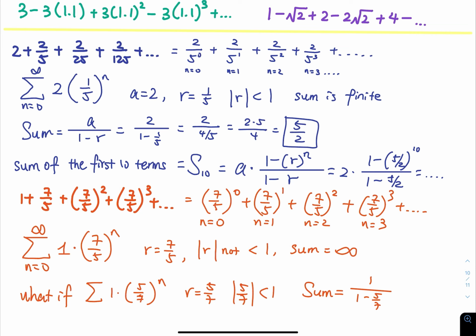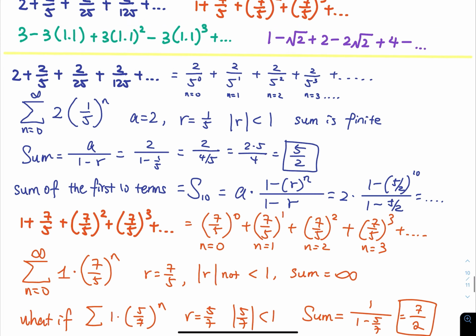So you have 7 minus 5 is 2, so you have a 7 over 2. 7 minus 5 is 2, and then you do the reciprocal. You flip the 7 to the top, and the sum is 7 over 2, if the common ratio is 5 over 7.